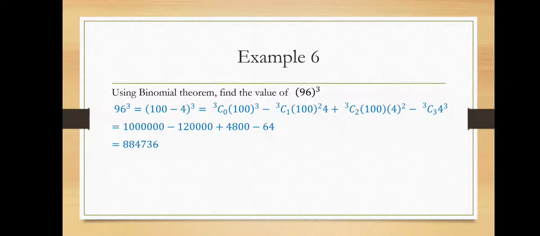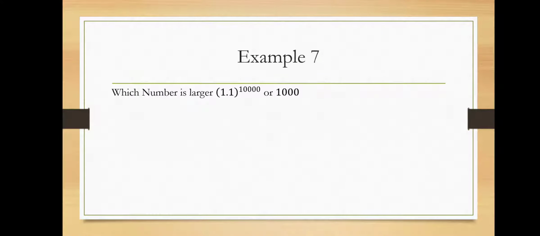Now, number 7. Which number is larger, 1.1 to the power 10,000 or 1,000? By the look, obviously, you can judge which one it is going to be, but still we have to solve it formally. Let us start off with 1.1 to the power 10,000, and that can be written as (1 + 0.1) to the power 10,000. It's a binomial. Let's break it.